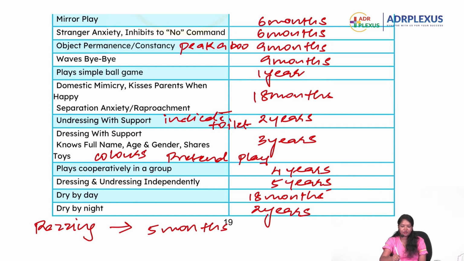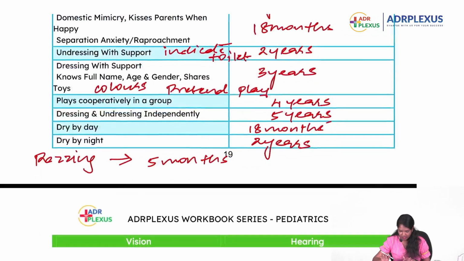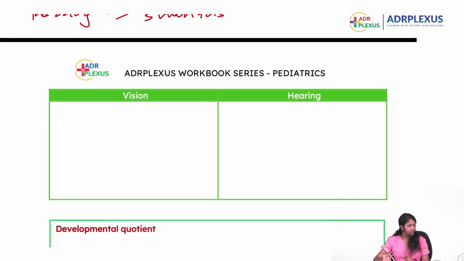Okay. So don't ever try to keep mnemonics. Don't ever try to mug up things. Definitely you will forget it or you will have confusion during the exam. Clear? Okay, fine. So come to vision and hearing.